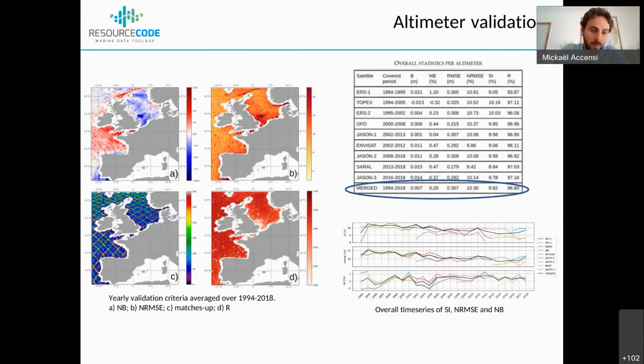And on the figure C, you have the number of matchups. So it can give you an idea of the amount of colocalized data we have used for the statistics. And on the figure D, you have the correlation coefficient, which is pretty homogeneous over the whole grid. And I haven't said, but for the maps here, we have averaged all the collocated data on a regular grid at 1/8 degree to have a spatial representation of the statistics.